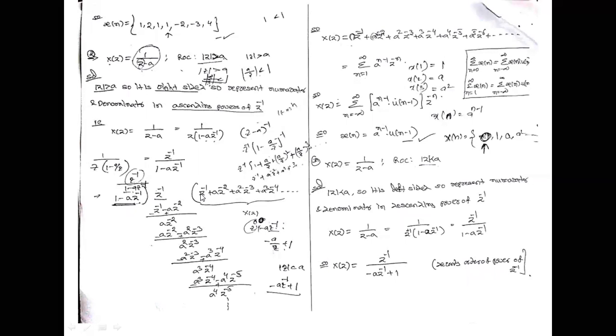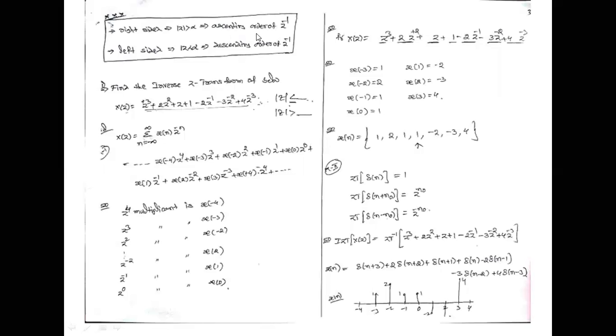Then you go for the division method, we say the long division method also. X of z is equal to 1 by z minus a is given, and its ROC is z is greater than a. Z is greater than a, so it is right-sided. So represent the numerator and denominator in ascending powers of z power minus 1. We already discussed: right-sided means ascending order of z power minus 1. Left-sided means descending order of z power minus 1.